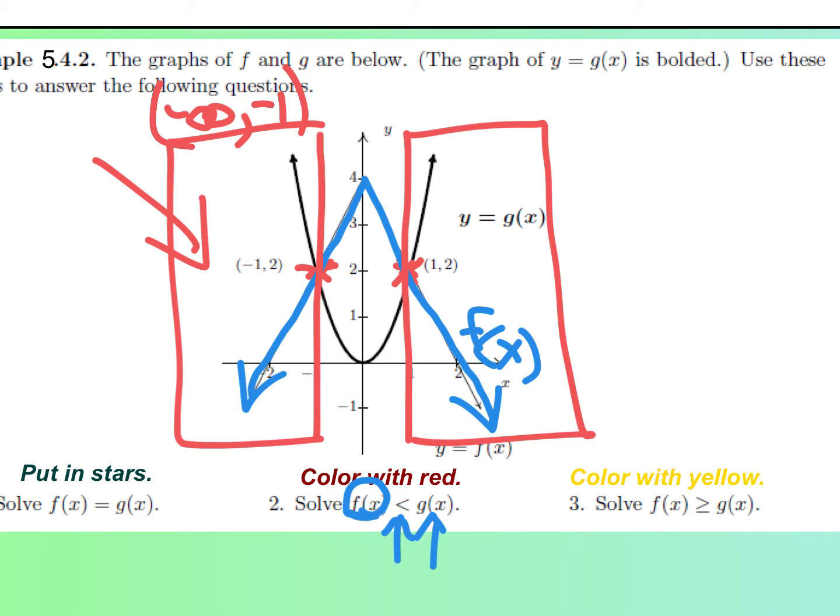In that interval, between negative infinity and -1, it's a left to right thing. It's an x value thing. The blue one is less than the black one. Yes? Should -1 have a bracket?